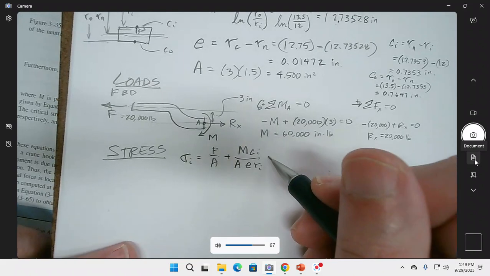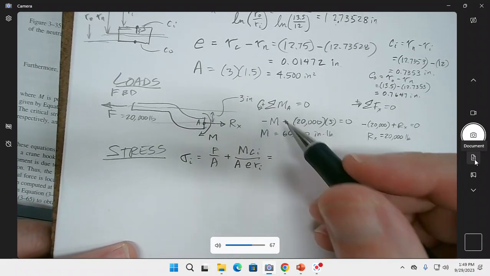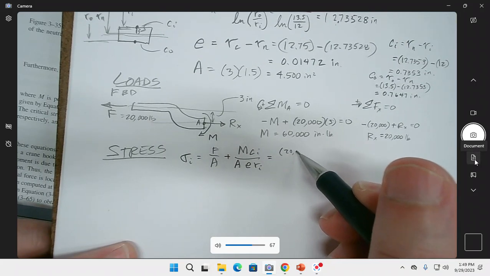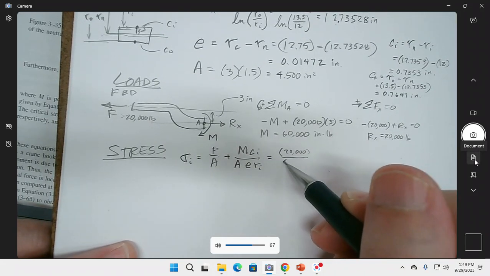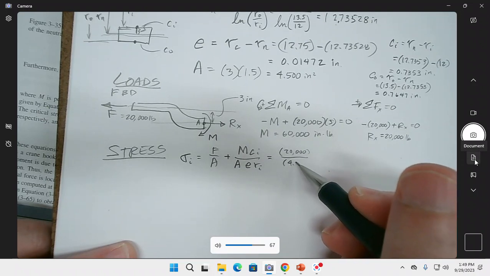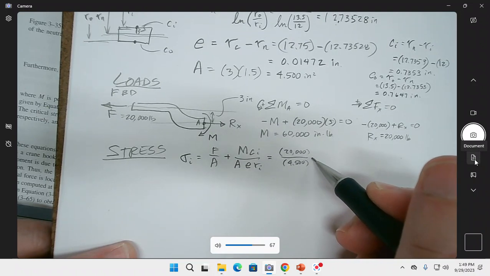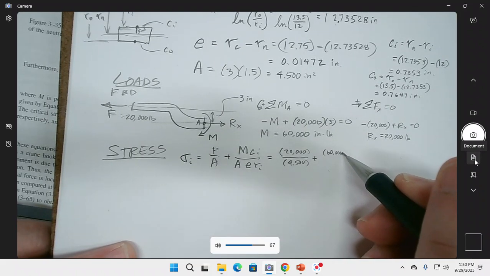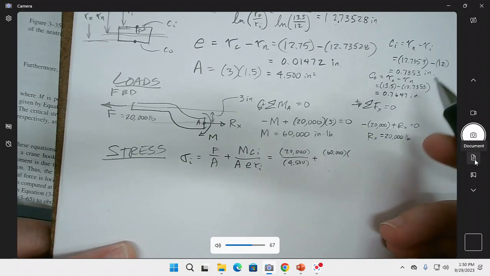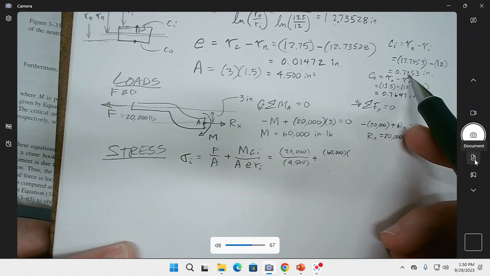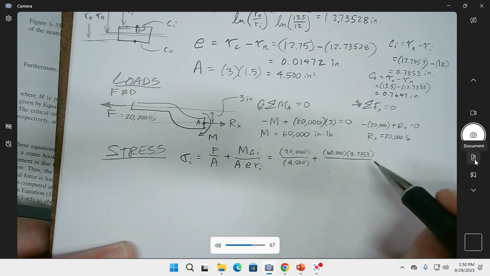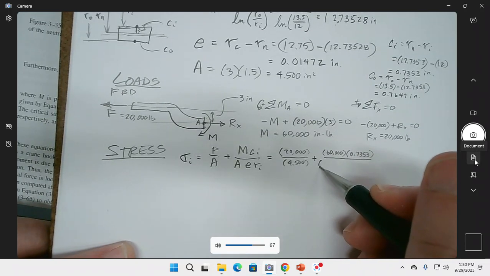Now we go F over A, 20,000 divided by 4.5, plus M, 60,000, CI, 0.7353 divided by 4.5.